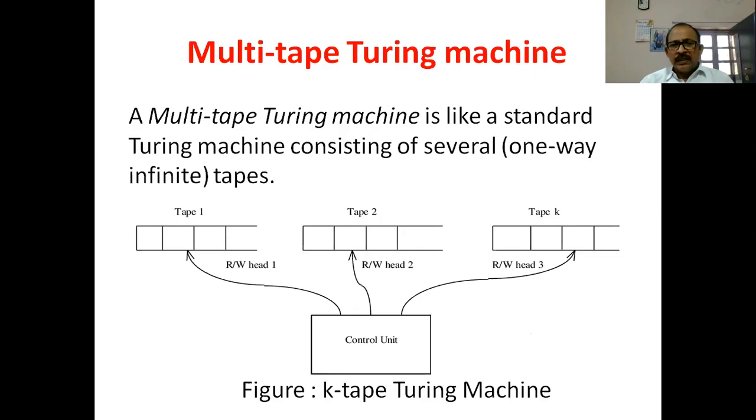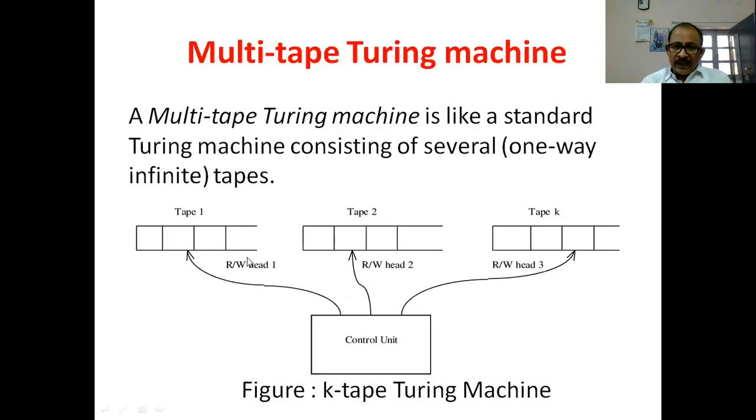Next up is the multi-tape Turing machine. A multi-tape Turing machine is again the same as a basic Turing machine, consisting of several one-way infinite tapes. Here you can see an example of a three-tape Turing machine: tape 1, tape 2, and tape 3. In general, this is the K-tape Turing machine, which means the multi-tape Turing machine consists of K tapes.